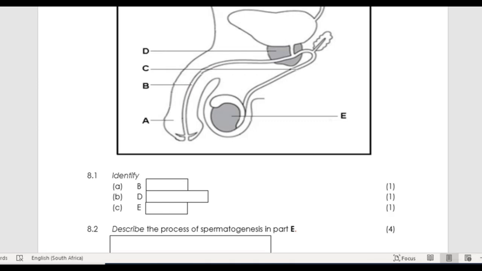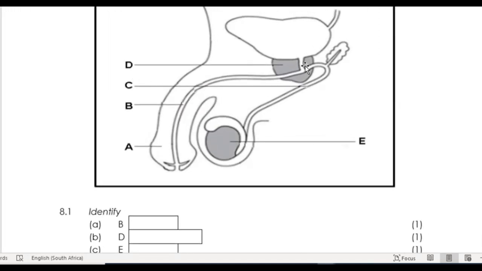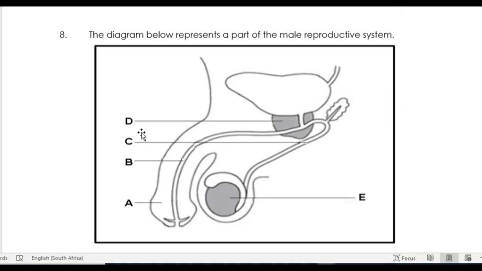let me just minimize this here. The first thing you need to do for yourself is label the labels in a diagram even before you look at the questions, okay? So tip number one: if you get your exam paper for your trial exam, or your exam paper for the end of the year, when you have the reading time especially, try and mentally fill in the labels. That's the first thing you do.